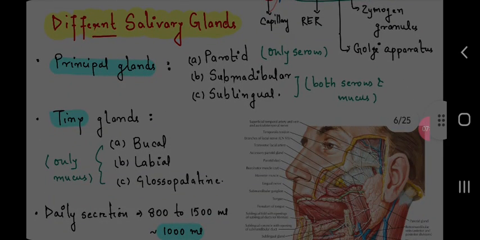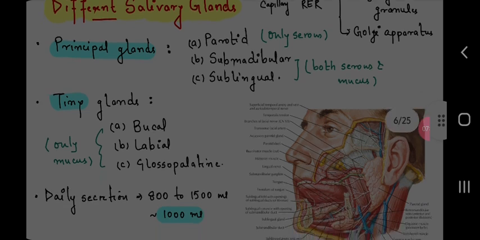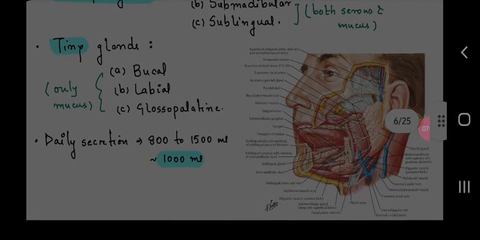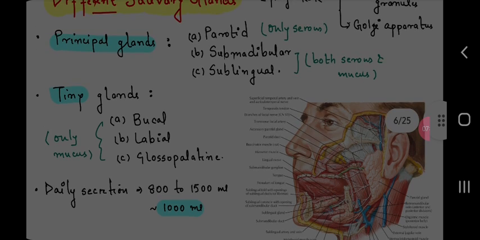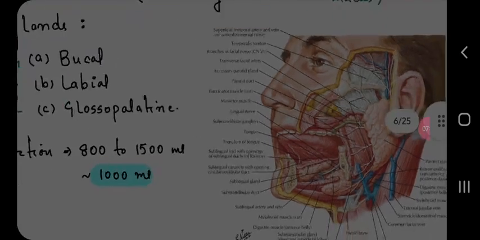Different salivary glands. Primary glands are the parotid, only serous, and the submandibular and sublingual, both serous and mucous. Tiny glands are buccal, labial and glossopalatine, only mucous. Daily secretion is 800 to 1500 ml, approximately 1000 ml.